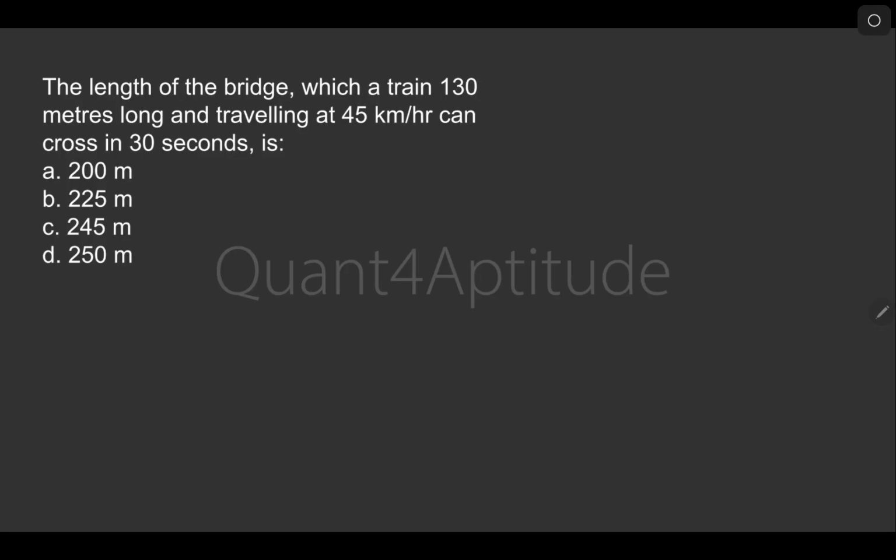This is a question on time, speed and distance. Pause the video for a minute and try and see if you can solve the question. Let's go ahead with the question. It's again a question on trains and platforms or bridges.